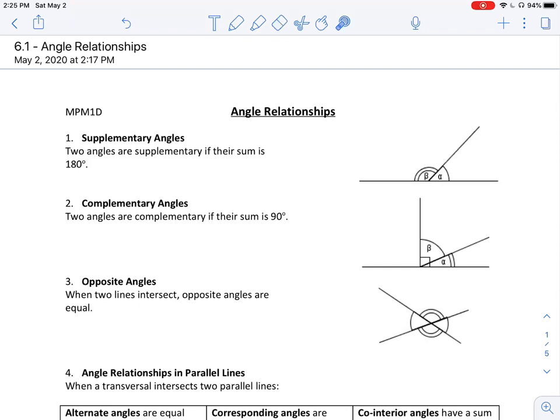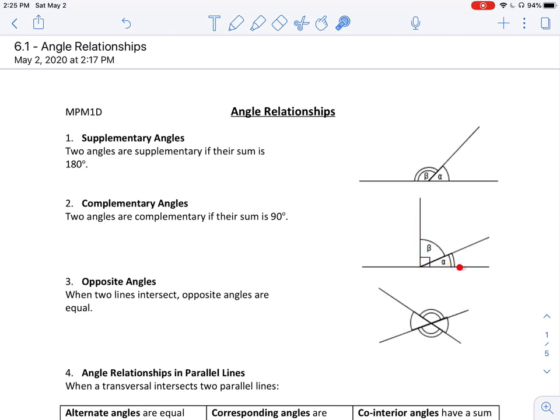So the first kind of angle we talk about, supplementary angles, and these are two angles that are supplementary if the sum is 180, right? So the 180 degrees, this angle plus this angle is equal to 180 degrees. Complementary angles, if their sum is 90. So this angle plus this angle is equal to 90.